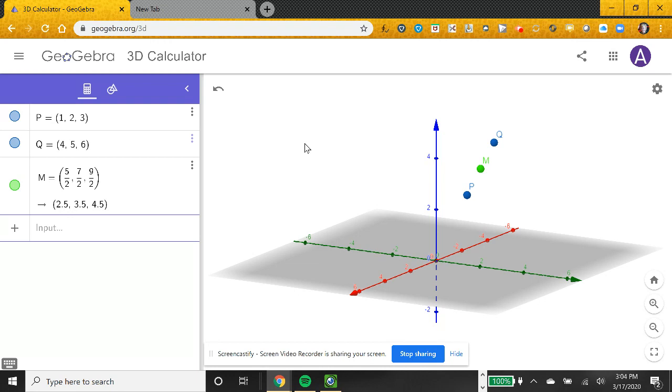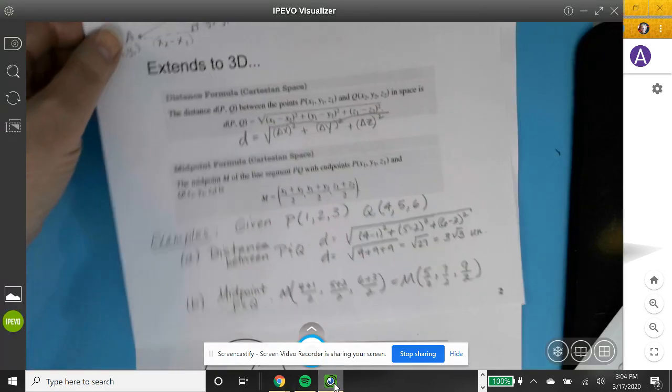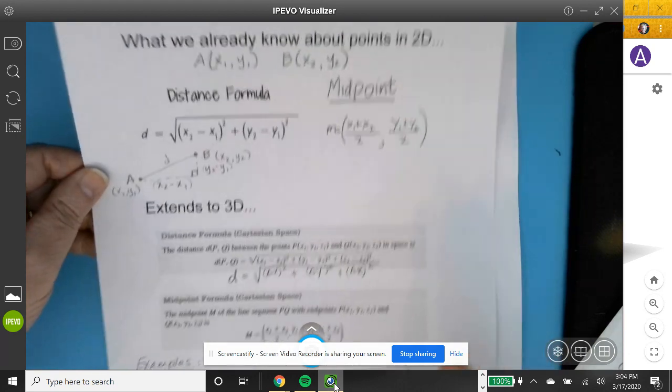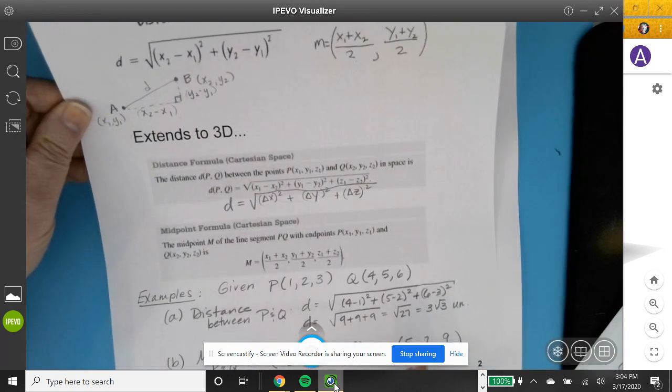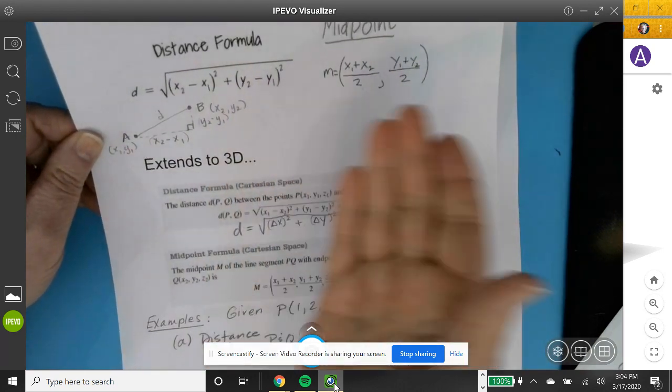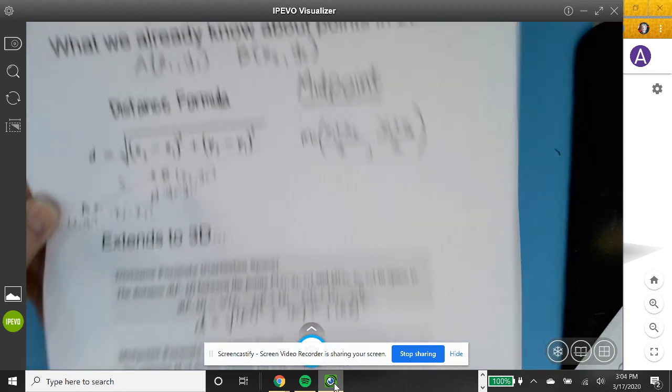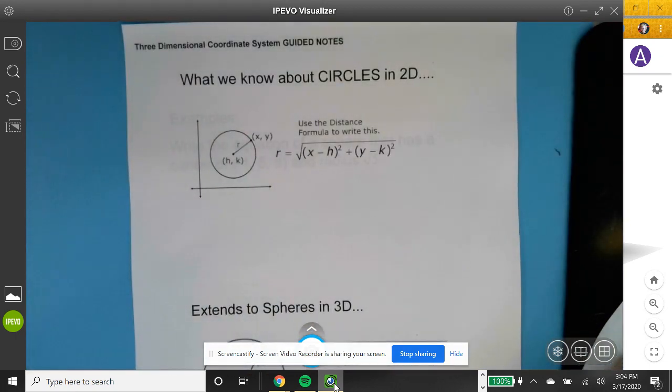So GeoGebra is a nice, easy program to use to be able to create shapes in the 3D, 3 dimensions universe. So I'm going to keep that up, but let's go back to our work here. So 2D naturally extends to 3D by just adding the Z component to our distance formula and our midpoint formula. All right.